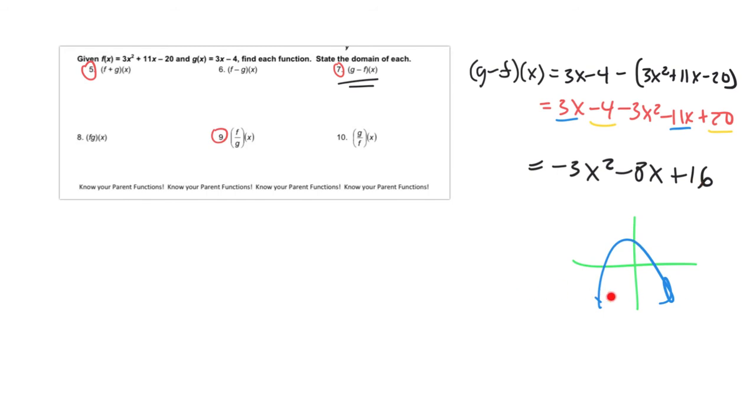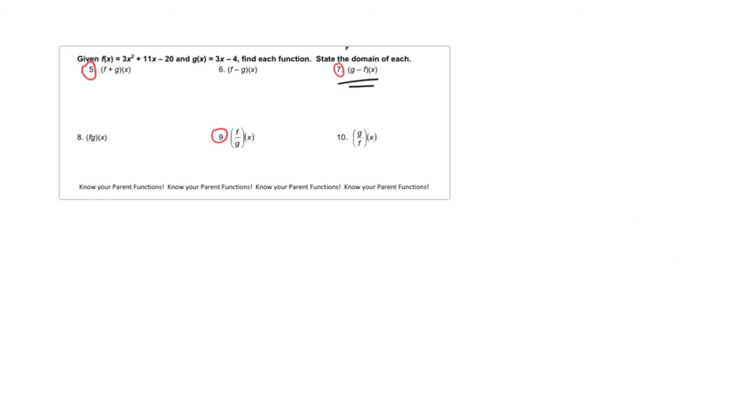So the domain here is also negative infinity to positive infinity because there's no real restrictions here. All right, so that's problem number 7. Problem number 9. Let's see. I will say a few words about the even ones, but we're just not going to do them.